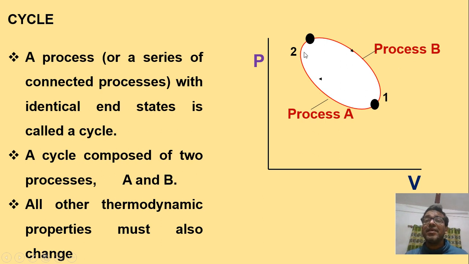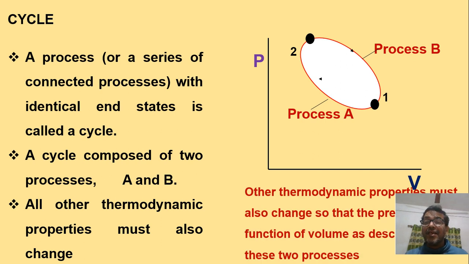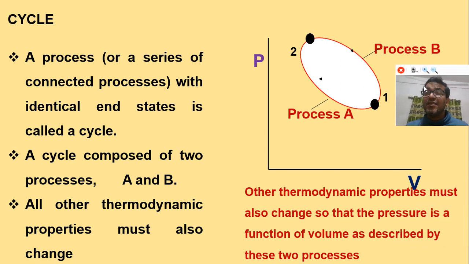So a cycle is basically composed of two processes, process B and process A. All other thermodynamic properties must also change accordingly. When it follows these two paths, if it gains energy, then it loses energy if it is a reversible process. Anyway, I will discuss later what is reversible and what is irreversible. So the other thermodynamic properties must also change so that the pressure is a function of volume as described by these two processes.